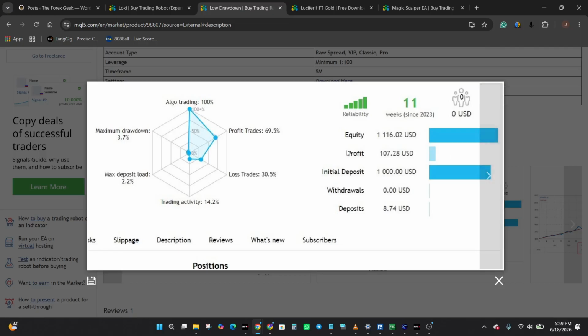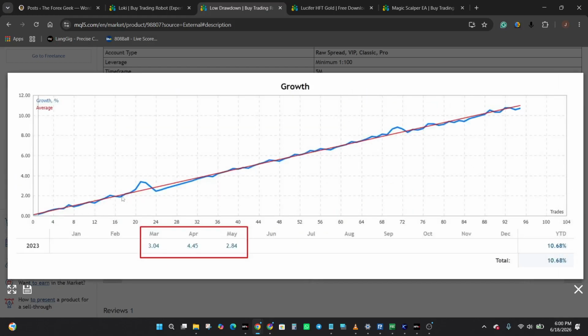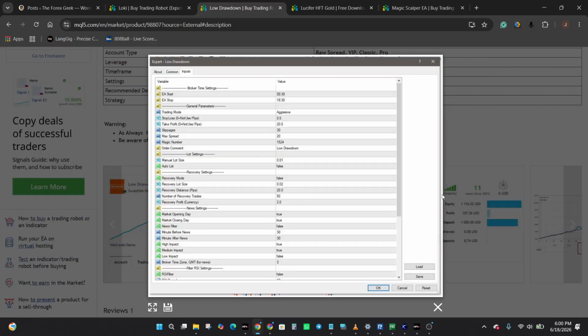Initial deposit $1,000, profit $107.28, and we can see quite an interesting growth curve here. Steady growth over time and decent profit per month. It's quite decent though. 3.04% in March, 4.45% in April, 2.84% in May, and so on, yielding 10.68% in 3 months. Pretty interesting.